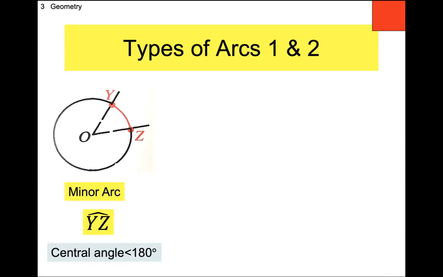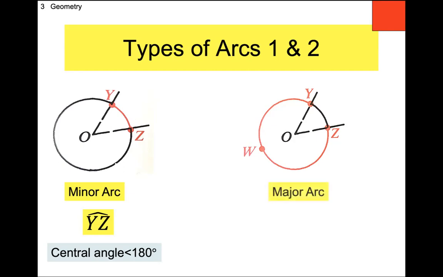We could have gone from Y to Z in the other direction, and that would be an arc that's greater than 180 degrees. However, there would be some confusion if we named it the same thing, YZ. So for the next type of arc, the arcs that are bigger than 180 degrees, we add another point, or we require them to have a third point. So this arc, YWZ or ZWY, either one, since it's greater than 180, is called a major arc.